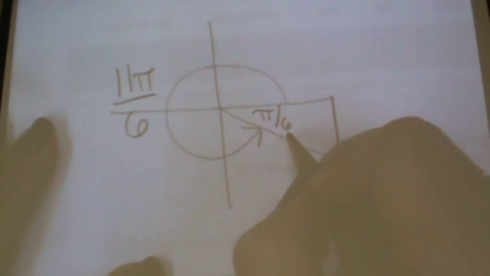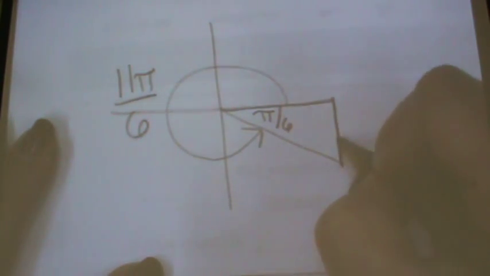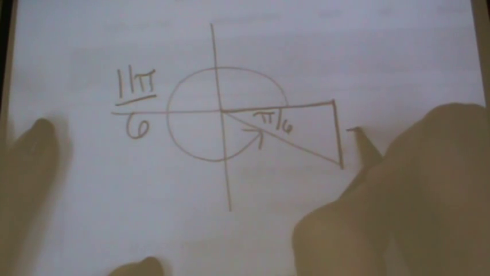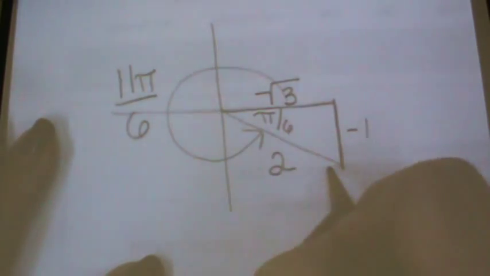What is pi over 6? Is it a 30 or a 60? 30. So can you name these sides right here? 1. Negative 1. Negative 1. 2. Root 3. Remember, the radius is always positive.